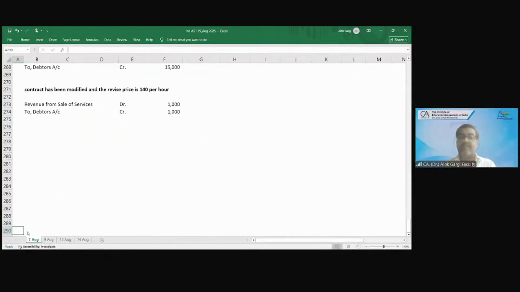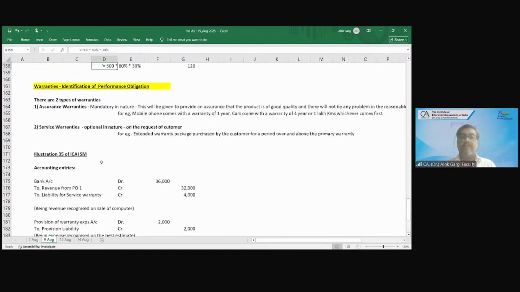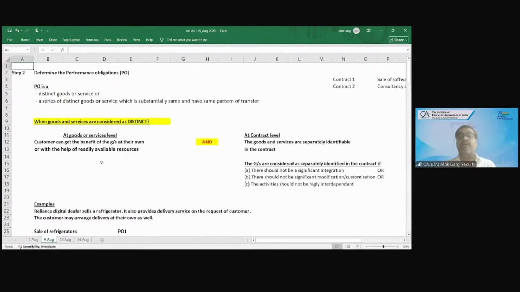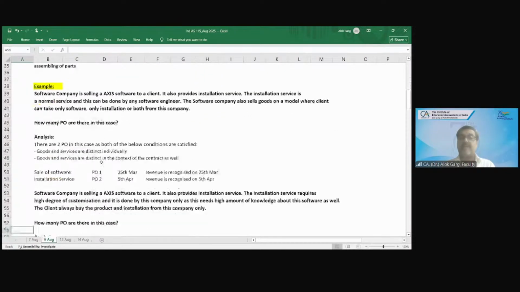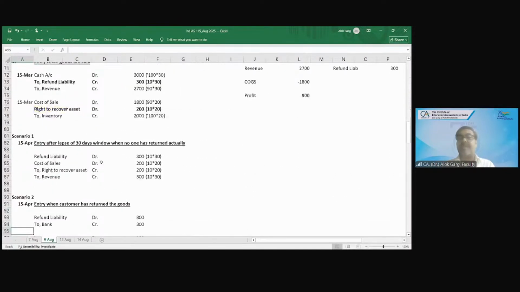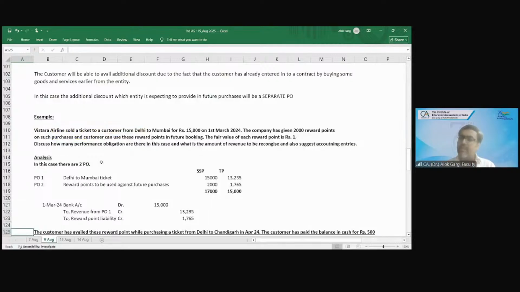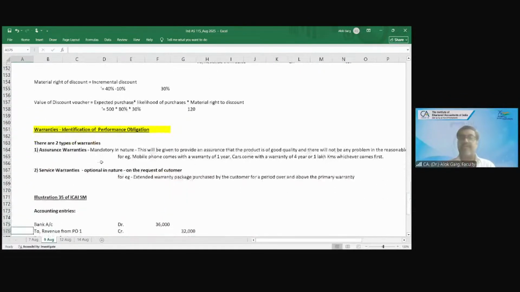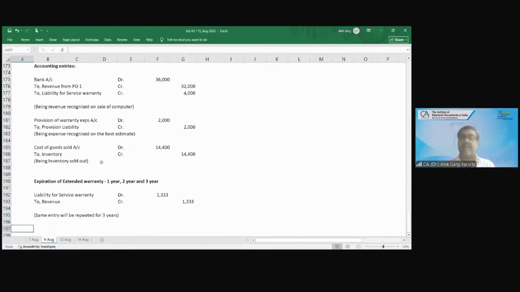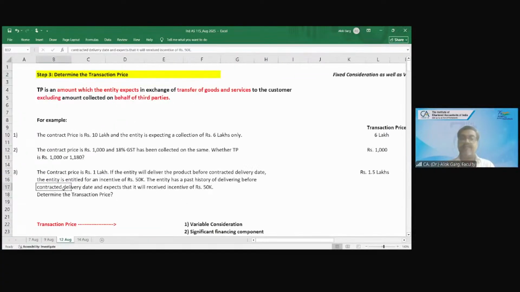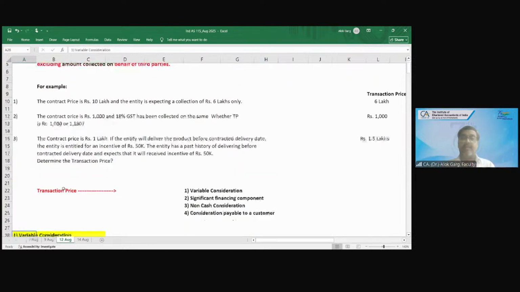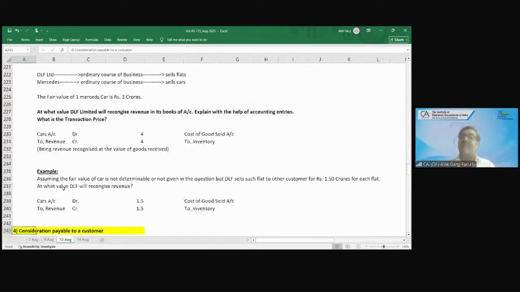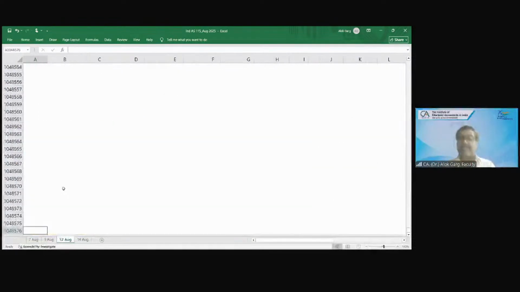Then on the next day, I also covered the meaning of performance obligation, the concept along with various examples and the accounting entry. So all the important concepts are in the Excel file, right? You can see that all the concepts are there. You can see today's concept as well, determination of transaction price. All the concepts along with the examples are there in the Excel file. Okay.